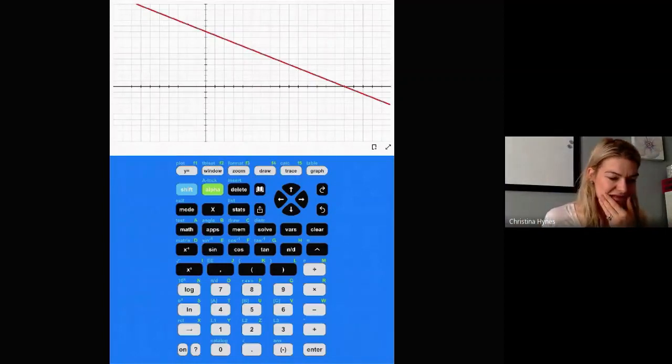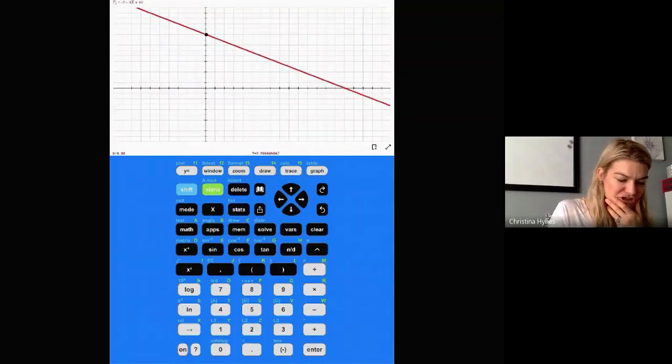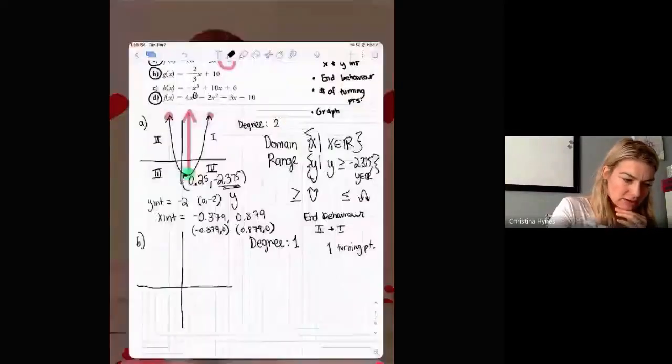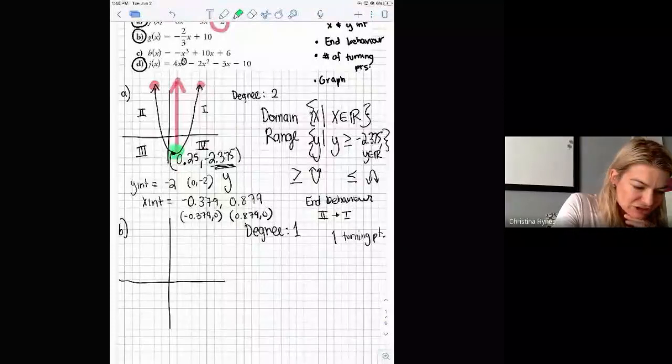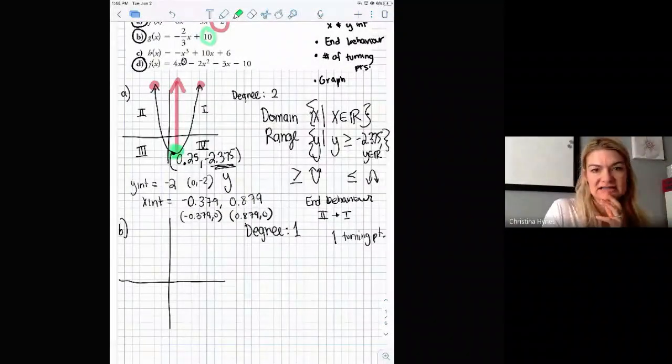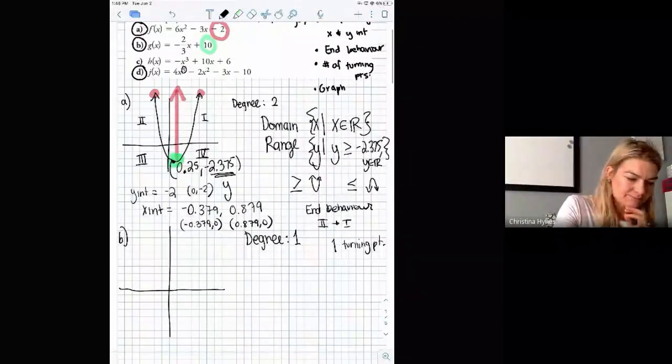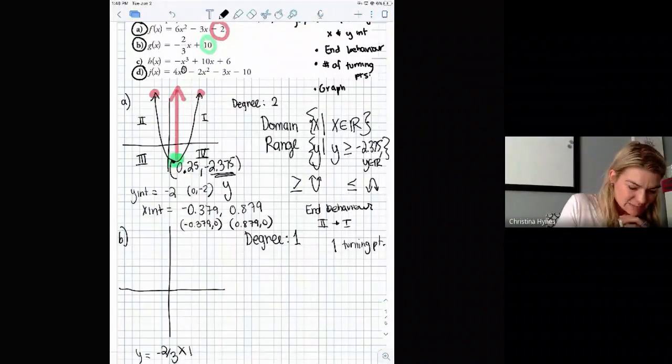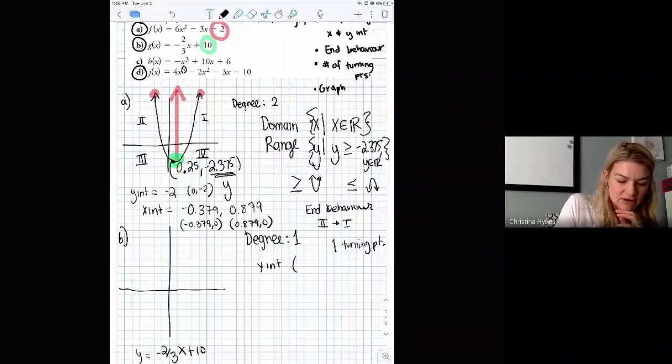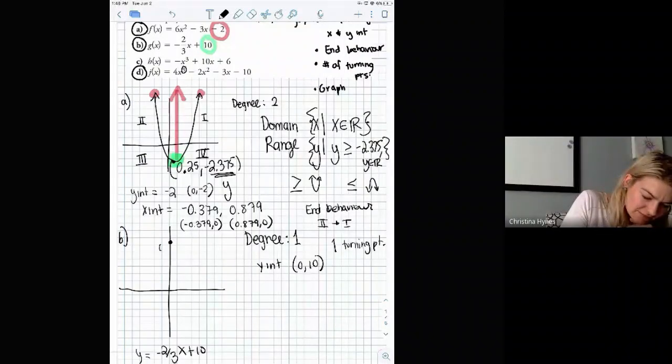Okay, so in this case, we want to go through the y-intercept. To find your y-intercept, you can also press trace 0, enter, or like I said before, you can just look at the constant. So that constant for the linear one, which I'm graphing, y equals negative 2 over 3x plus 10, 10 is my y-intercept. So the coordinates are 0 and 10. So we'll plot that on my graph, and I'll even label that.